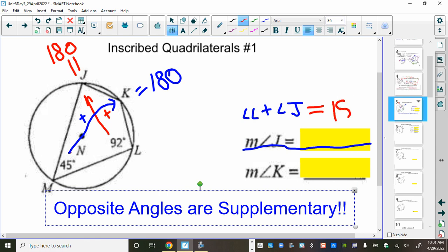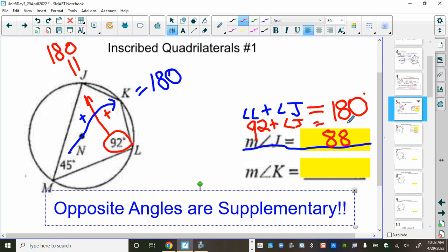Now, do we know what angle J is? No. Do we know what angle L is? L is 92. To figure out 92 plus something, do 180 minus 92. And that would give us 88. Very good.